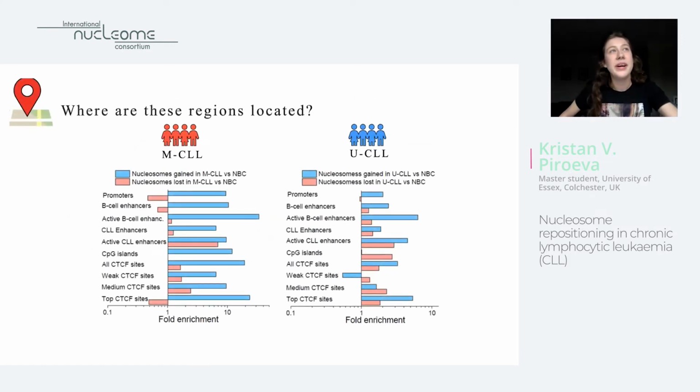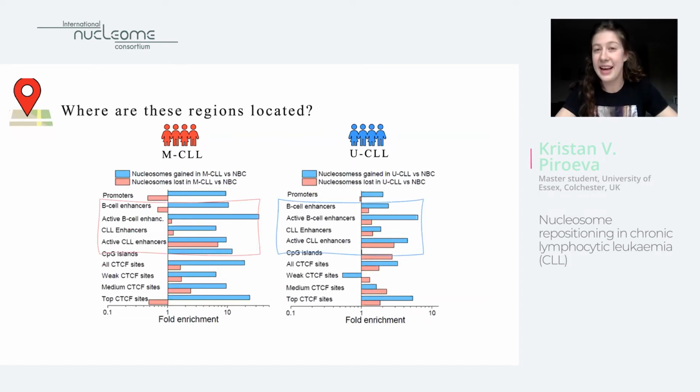Then we were interested in seeing where these regions are actually located. Here on the right, I'm showing that MCLL patients show high enrichment of regions gaining nucleosomes at all genomic regions that we analyzed, while this is less pronounced in UCLL. For now, I'm going to focus on enhancer regions. As you can see from here, they are both enriched with regions gaining nucleosomes in the two CLL subtypes.